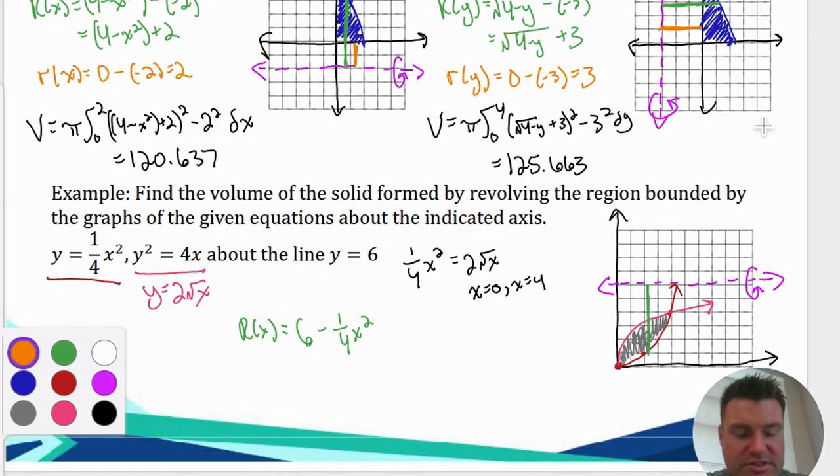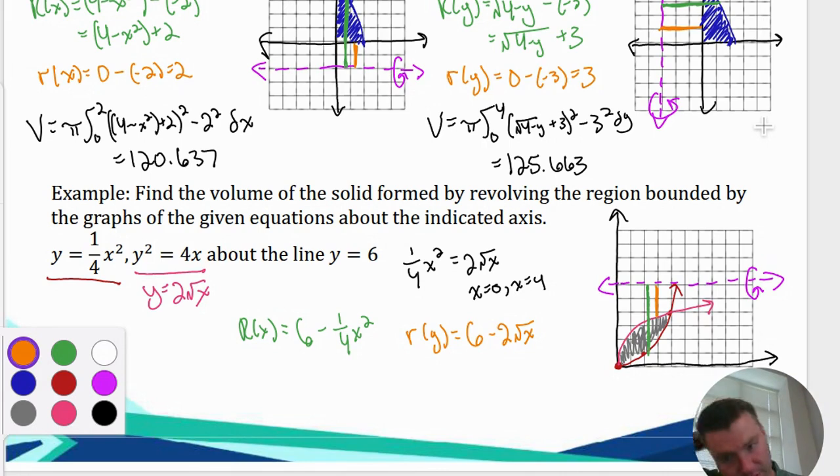And then for orange, start from the axis of rotation, and then we're going to end at pink. So little r of y is going to be 6 minus 2 root x. A lot of people think, hey, the big radius should be the pink. The pink is taller than the red. I don't care about that. I care about where it is with respect to the axis of rotation. The red will always be further away from the axis of rotation when we rotate this around, and the pink will always be closer. So that's why pink is the smaller radius, and the red is the larger radius.